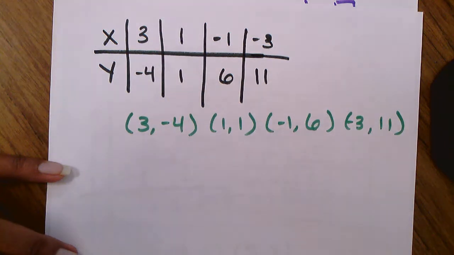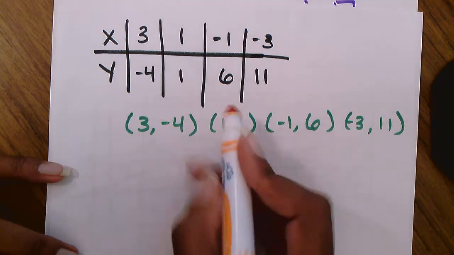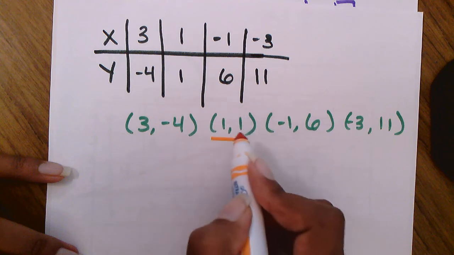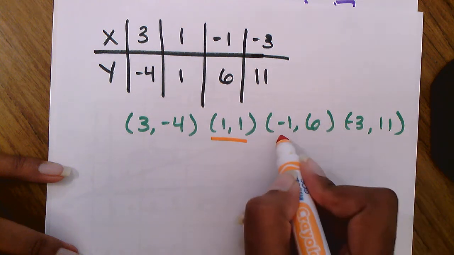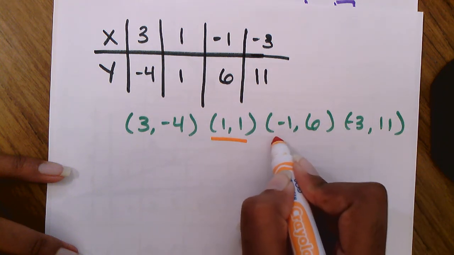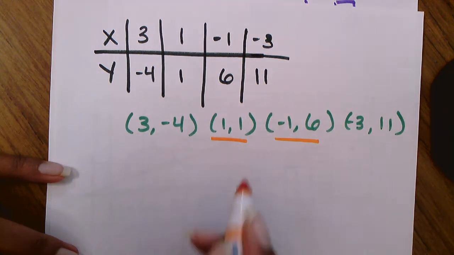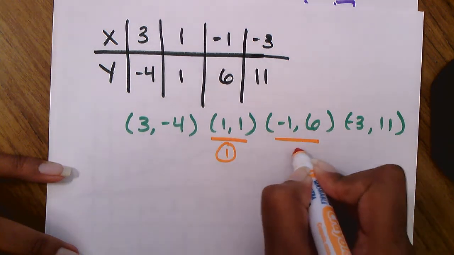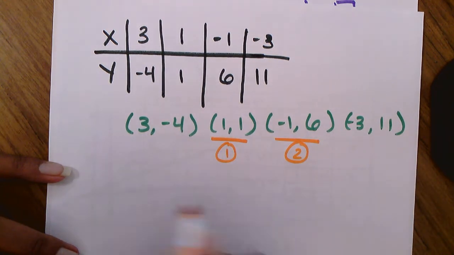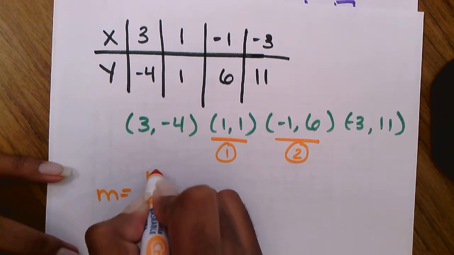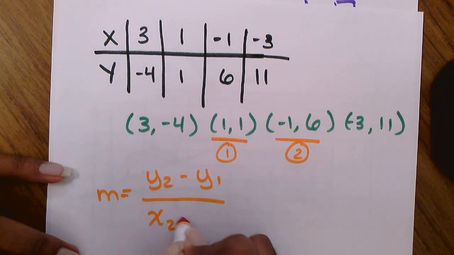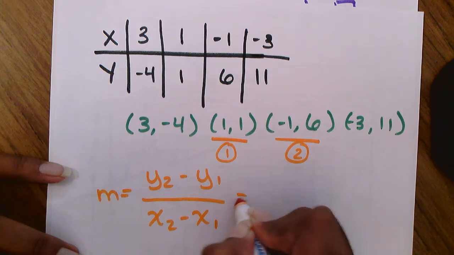So this point looks really nice. 1, 1. I like that. And do I have any other points without negative numbers? No, but this one doesn't scare me too much, right? Negative 1, 6. So I'm going to pick these 2 points. I'm going to call this my first point, and I'm going to call this my second point. And I'm just going to put that into my equation. y2 minus y1 over x2 minus x1.